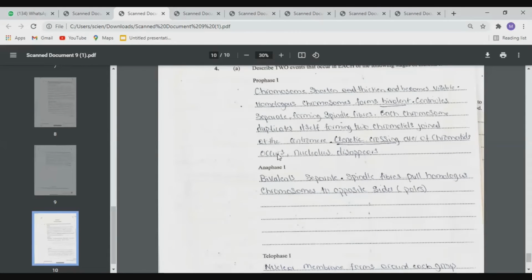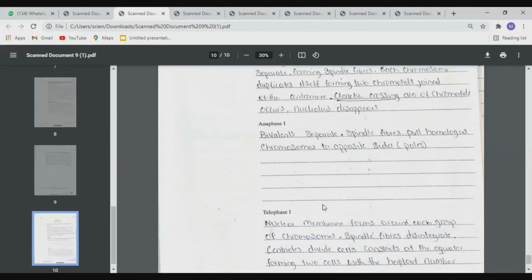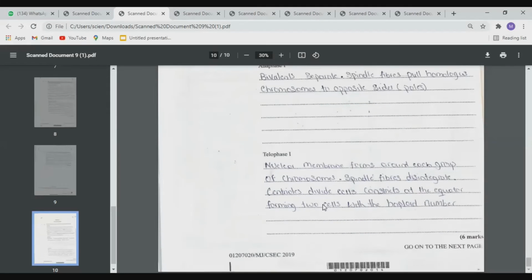All right. In anaphase 1, the bivalents are going to separate and the spindle fibers are going to pull the homologous chromosomes to opposite poles. In telophase, the nuclear membrane forms around each group of chromosomes. Spindle fibers disintegrate. Centrioles are going to divide the cells. So centrioles are going to divide, rather, the cells are going to constrict at the equator, forming two cells with the haploid number.